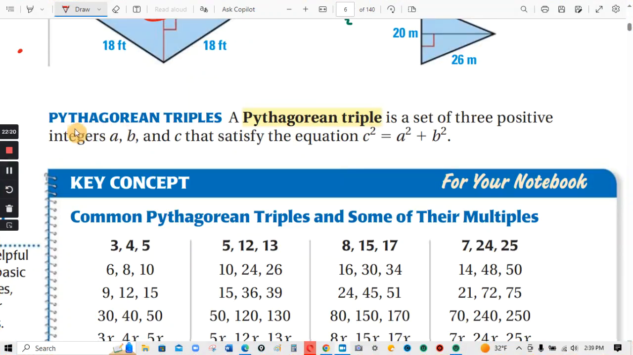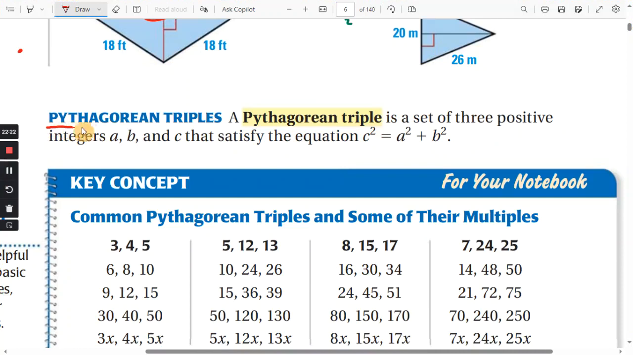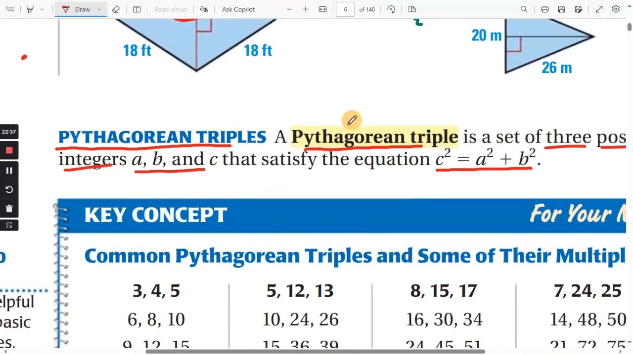All right, so Pythagorean triples. What's a Pythagorean triple? It has to be 3 positive integers, a, b, and c, that satisfy c squared equals a squared plus b squared. So it's basically the sides of a right triangle. That's a Pythagorean triple, the sides of a right triangle.